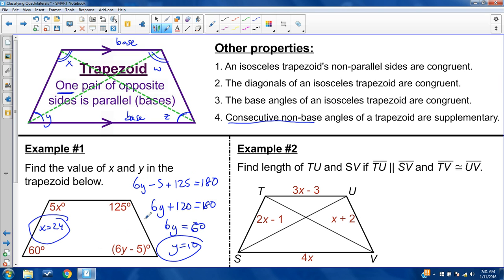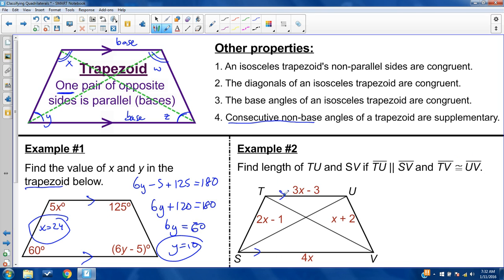Now again, we didn't know it was isosceles. I think a lot of people might make the mistake that you can set these equal to each other only if it is isosceles. Be very careful. Okay, find the length of TU and SV. If TU is parallel to SV, and TV is congruent to UV. Now before I actually begin this one, let me go back to this one. The fact that they called this a trapezoid, or that I did, means that you can mark these parallel. Now the fact that these are marked parallel says you can do the same side interior angle business.